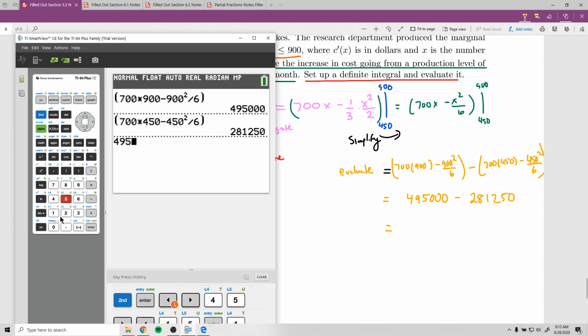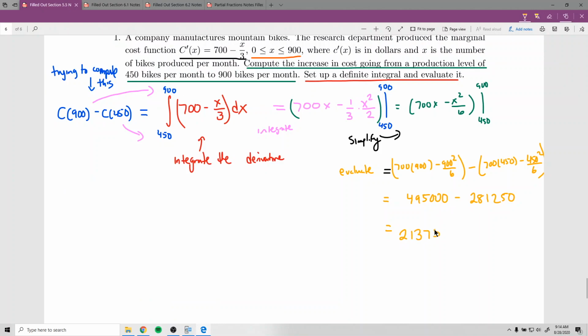So 495,000 minus 281,250, and we have 213,750. That is the increase in cost going from a production level of 450 bikes per month to 900 bikes per month.